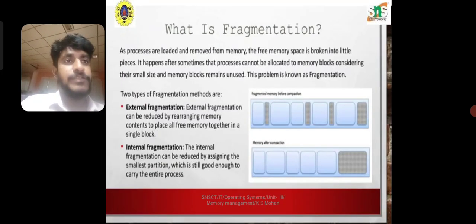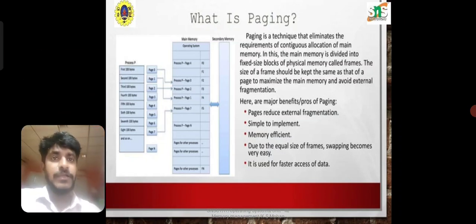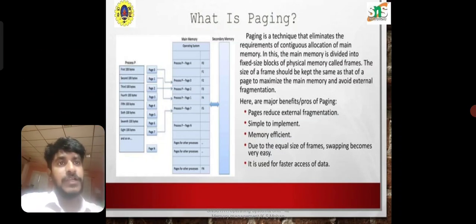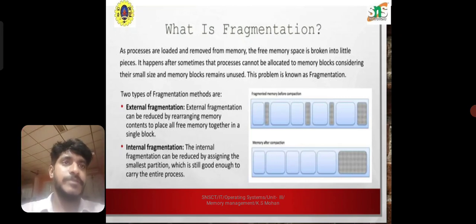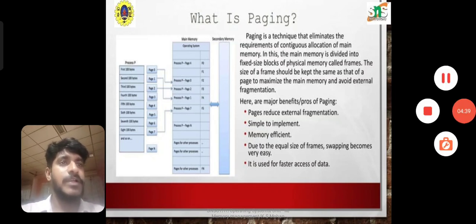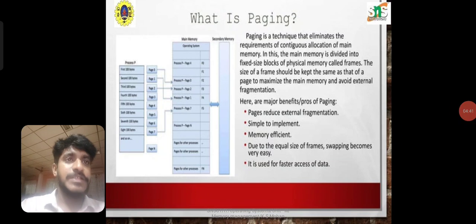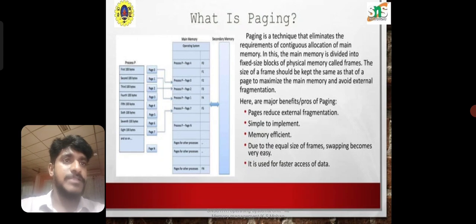So fragmentation is an important concept in memory management and storage management. Next we move to paging, which is also an important concept. Paging is a technique that eliminates the requirement of contiguous allocation of main memory. The main memory is divided into fixed-size blocks of physical memory called frames. The size of a frame should be kept the same.